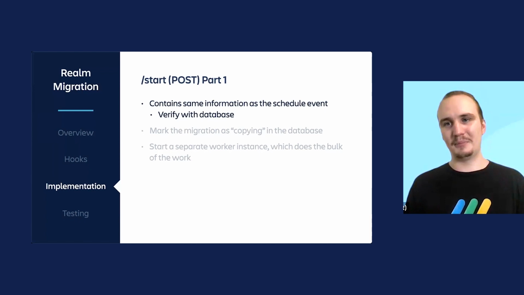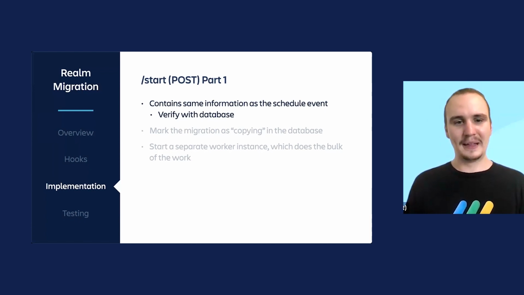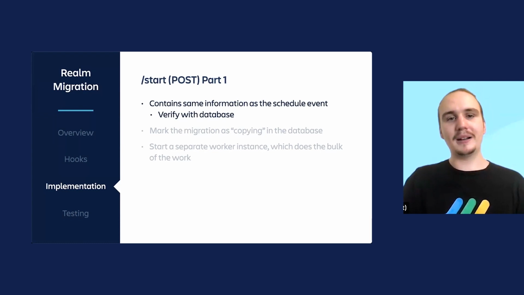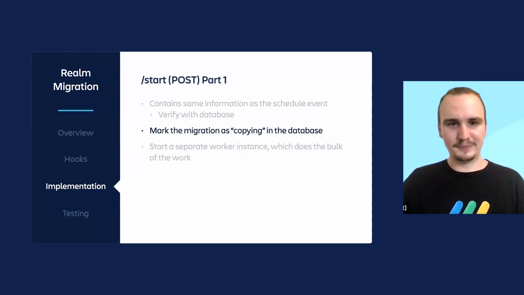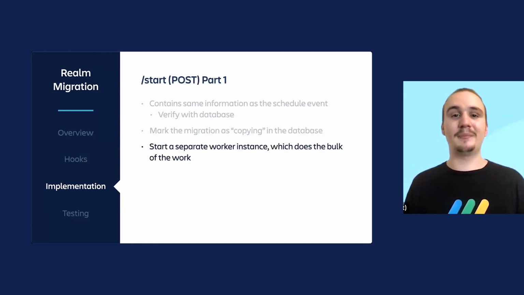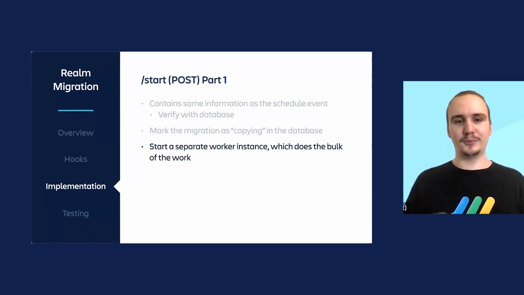Okay. Now the start event actually contains the same information as the schedule event, and we just verify that we're at least talking about the same target region, so nothing can go wrong here. And then we mark the migration as copying in the database. This is just to make sure that whenever a second start event comes in, we don't start another migration, because we can check whether the status is currently copying. And then we start a separate worker instance, which does the bulk of the work.